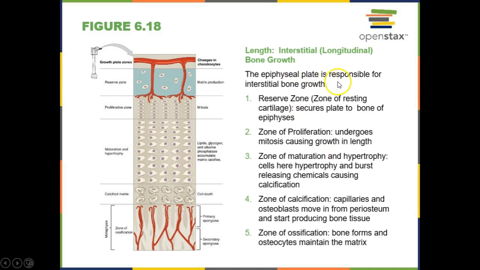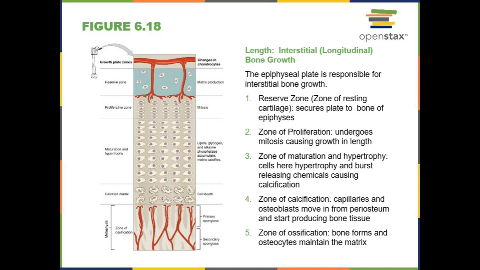Interstitial growth is very much like endochondral ossification. So this occurs along the epiphyseal plate, and this is how we grow in length. So there are 5 different zones to the epiphyseal plate, and these different zones are going to identify what's going on. So we have a zone of resting cartilage. So this is an area where the cartilage isn't undergoing mitosis. It's just kind of resting and waiting.